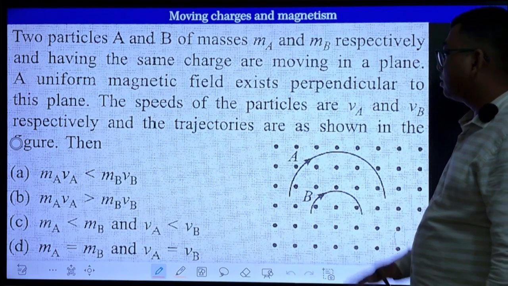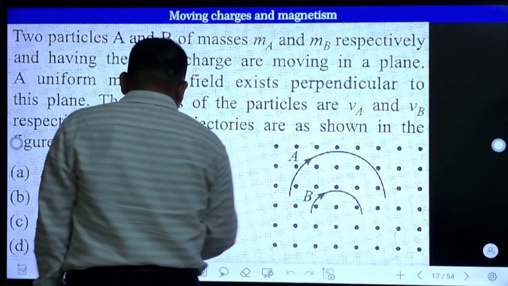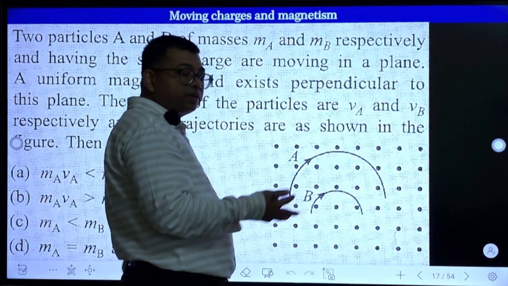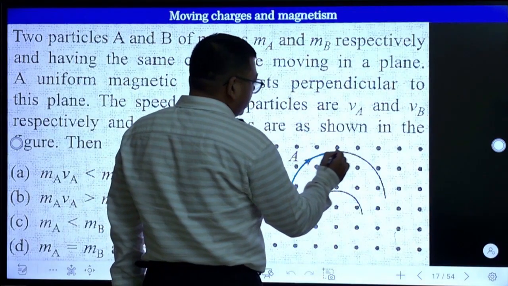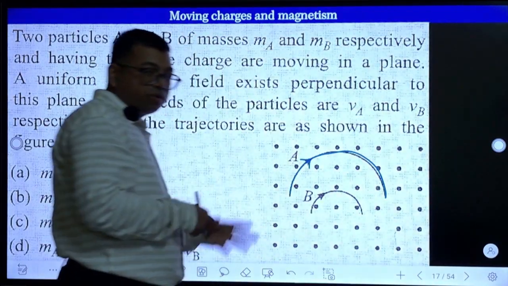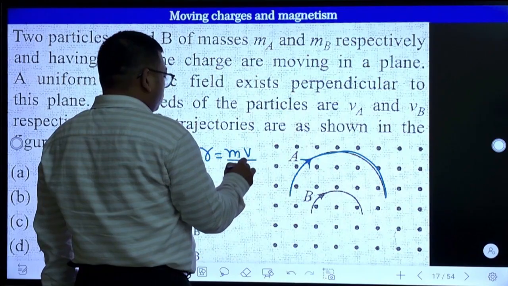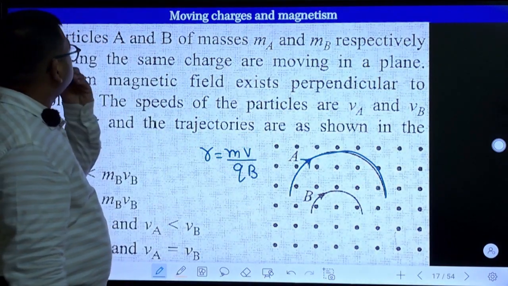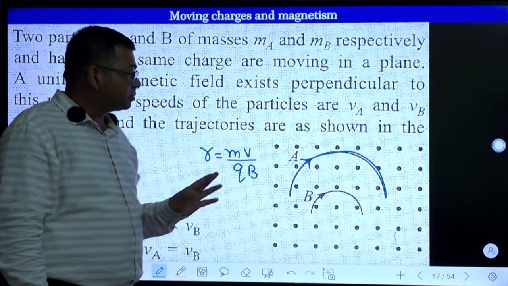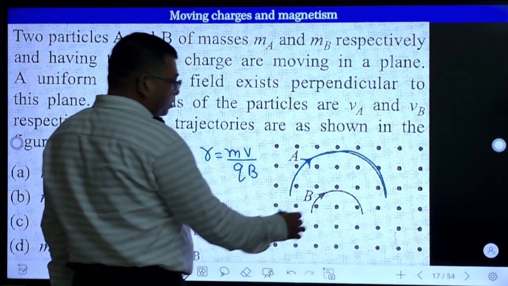Then they are asking which is larger, which is smaller. So let us try to figure out the possibilities. First of all, if you see this one, definitely its radius is larger, and it is going this way, right? This radius is larger and this radius is smaller. So apply the radius formula: radius is equal to mv by qB. The charge is the same, the magnetic field is the same, and the masses are different. So this radius is large means the product mv must be larger as compared to B, because B has a smaller radius.